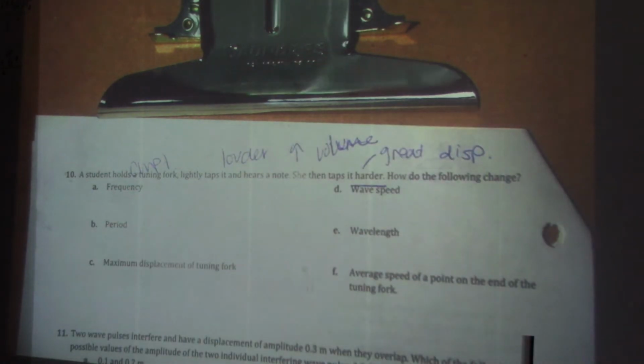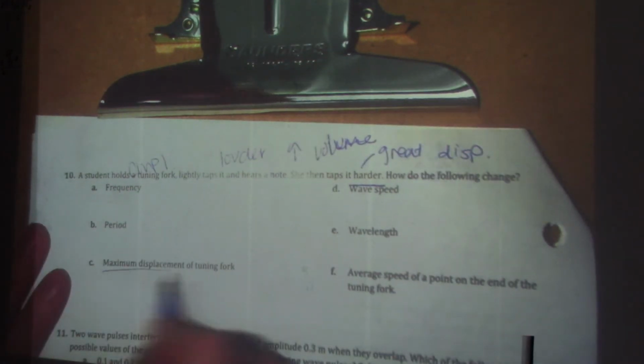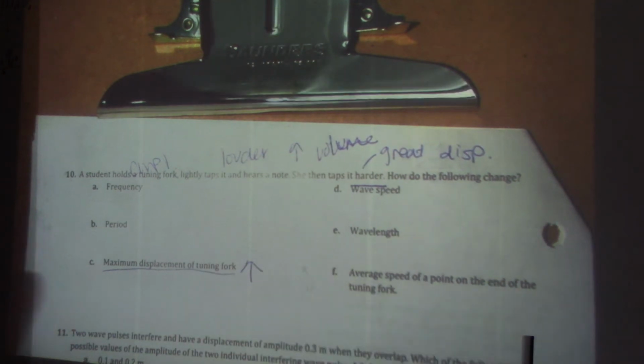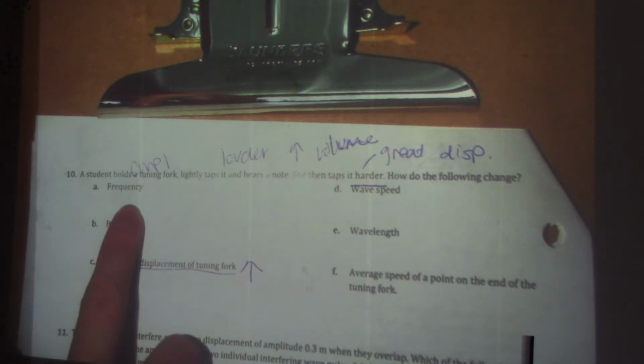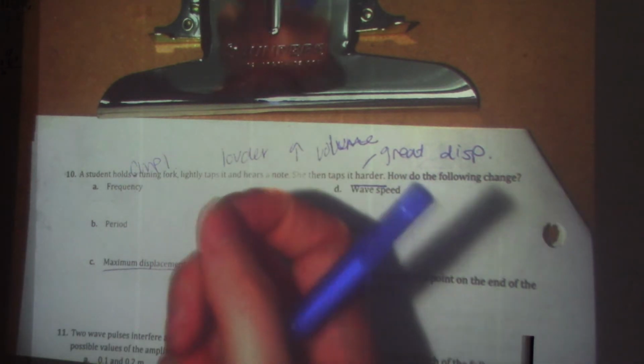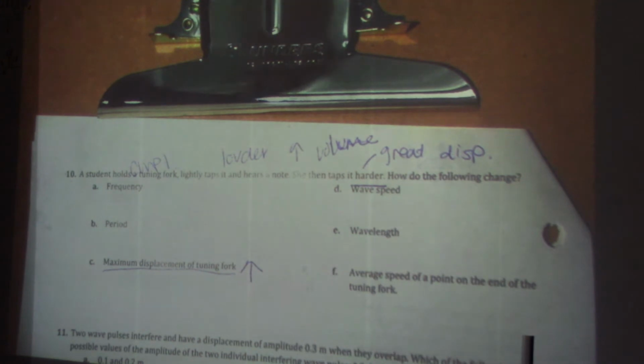So you have a greater amplitude, so the maximum displacement of the tuning fork has increased. When you hit it harder, all you are changing is the amplitude. You're not changing the frequency. The frequency would literally be how many oscillations it's doing a second. That's not what you're changing. So this should stay the same.